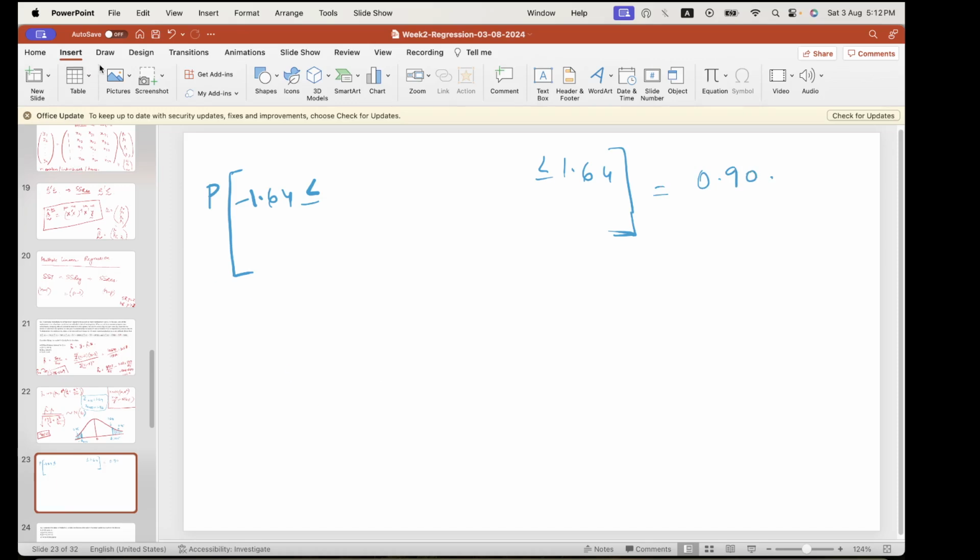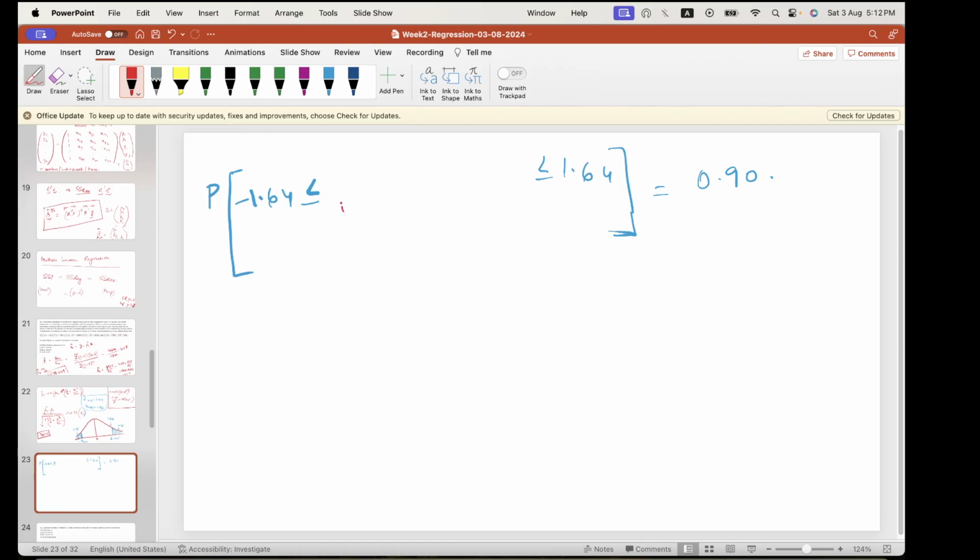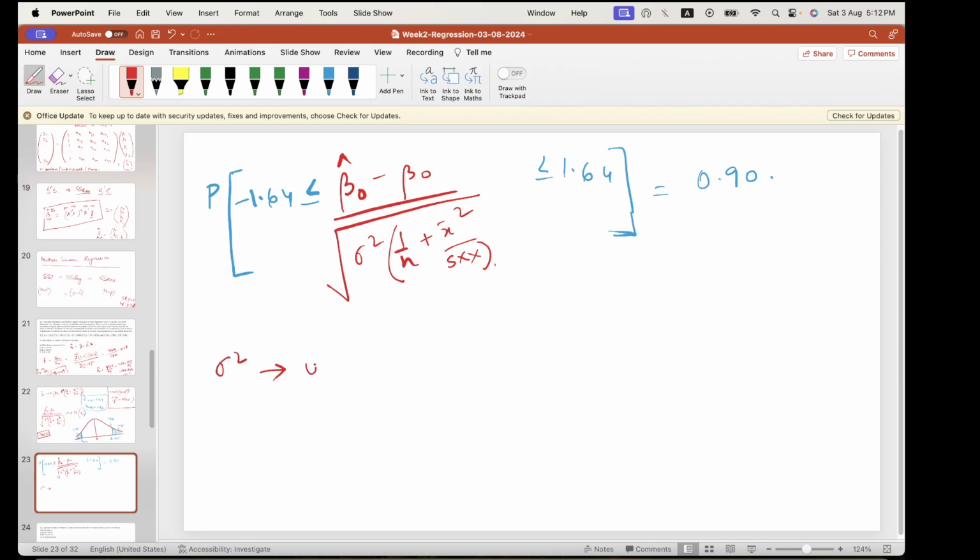Okay, and here I am going to write my variable, which was (beta naught hat minus beta naught) by root over sigma square (1 by n plus x bar square by sxx). Now sigma square here is actually unknown, but sigma square is estimated, as we have seen, by MS residuals. So instead of sigma square, I am going to write sigma square hat.